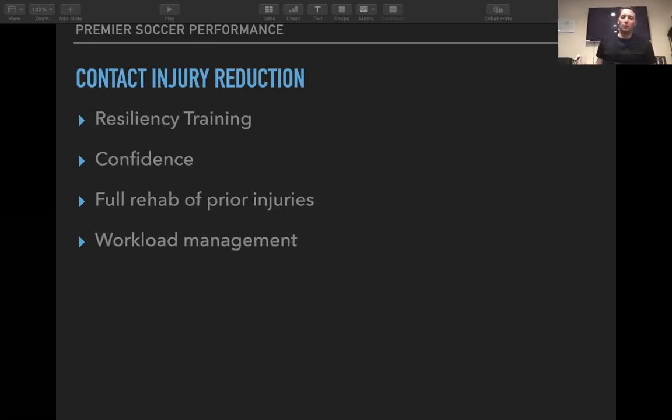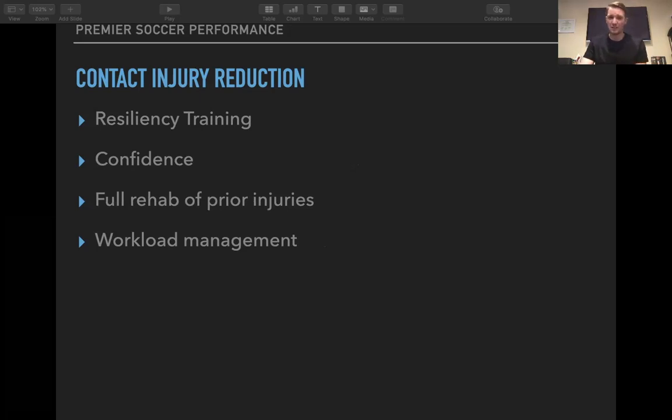So we talked in previous modules about different types of injuries, right? We typically have contact and non-contact injuries, traumatic and non-traumatic injuries. If you have a contact injury, right? Someone bumps into you, someone has a bad tackle and directly hits your shin, right? How do we reduce the number of injuries and how do we reduce the severity of injuries in a traumatic situation? Resiliency training is the number one thing.